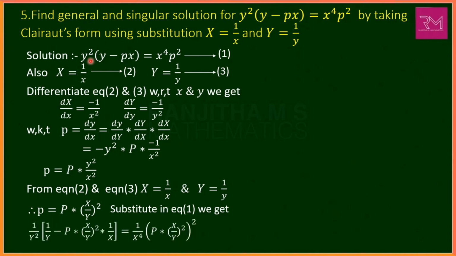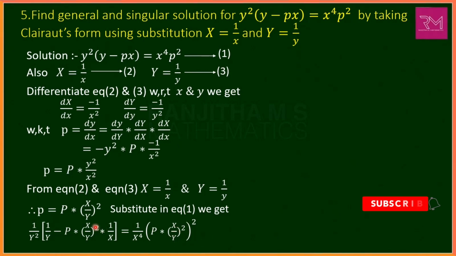We get here y square, where y is 1 by capital Y. If we take this value to the left hand side, that is small y becomes 1 by capital Y. Y square is 1 by capital Y square into y is 1 by Y, minus small p is capital P into (X by Y) whole square into small x is 1 by capital X, which is equal to small x power 4 is 1 by capital X power 4 into p square is capital P into (X by Y) whole square, whole power 2.